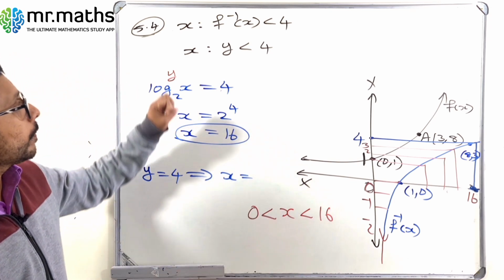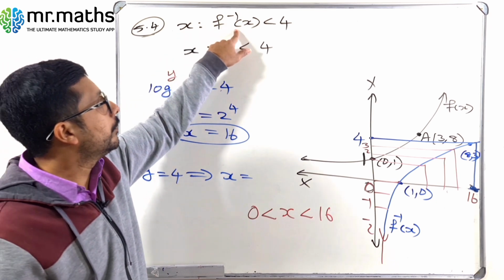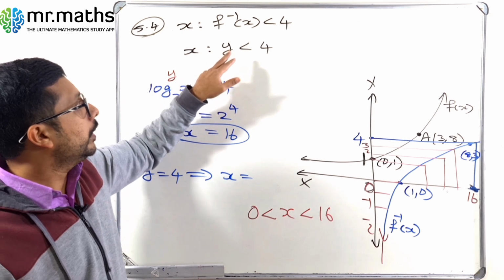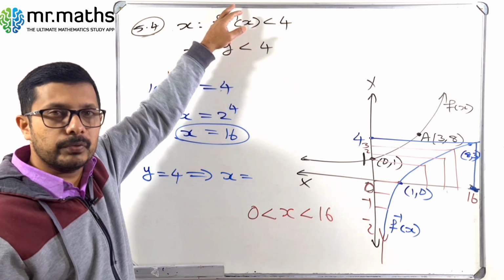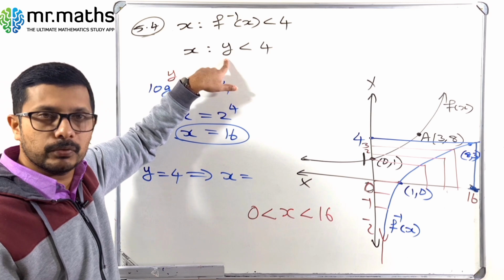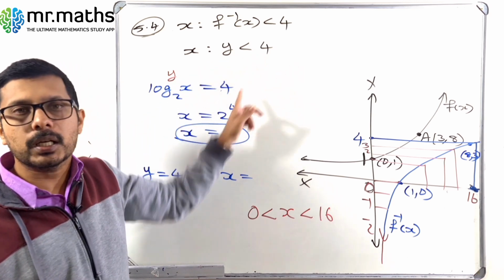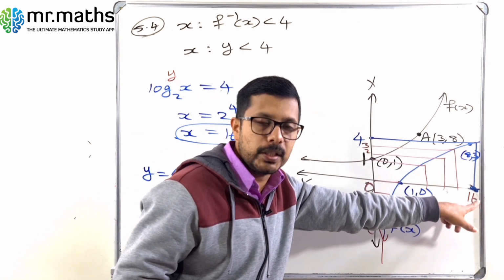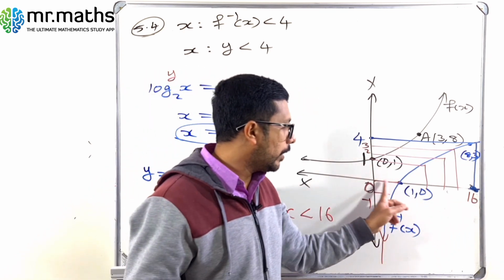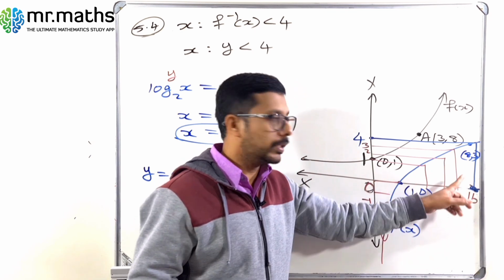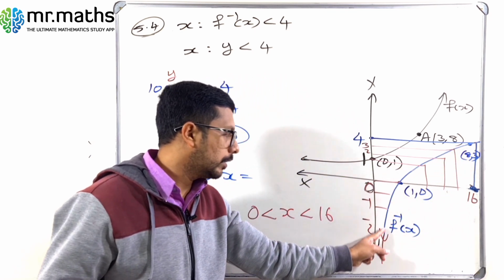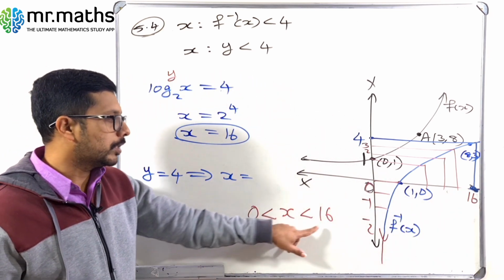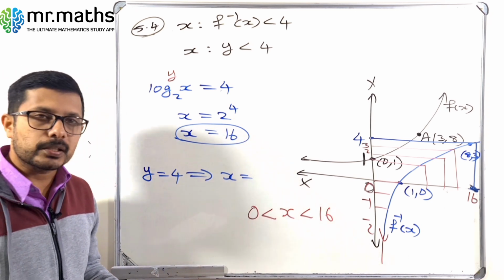Okay, so listen once more. We have to find the value of x where f inverse of x is less than 4. So what we are doing first, we are checking that when y is 4, f inverse of x is also a function, so we call that y. When y is 4, what is the corresponding x value? When y is 4, I got the corresponding x value as 16. So when y is less than 4, the value of x is between 0 and 16. Less than 4 means this part. Can you see that? And that is between 0 and 16. So what is the x value? Between 0 and 16. Okay, so that is the answer.